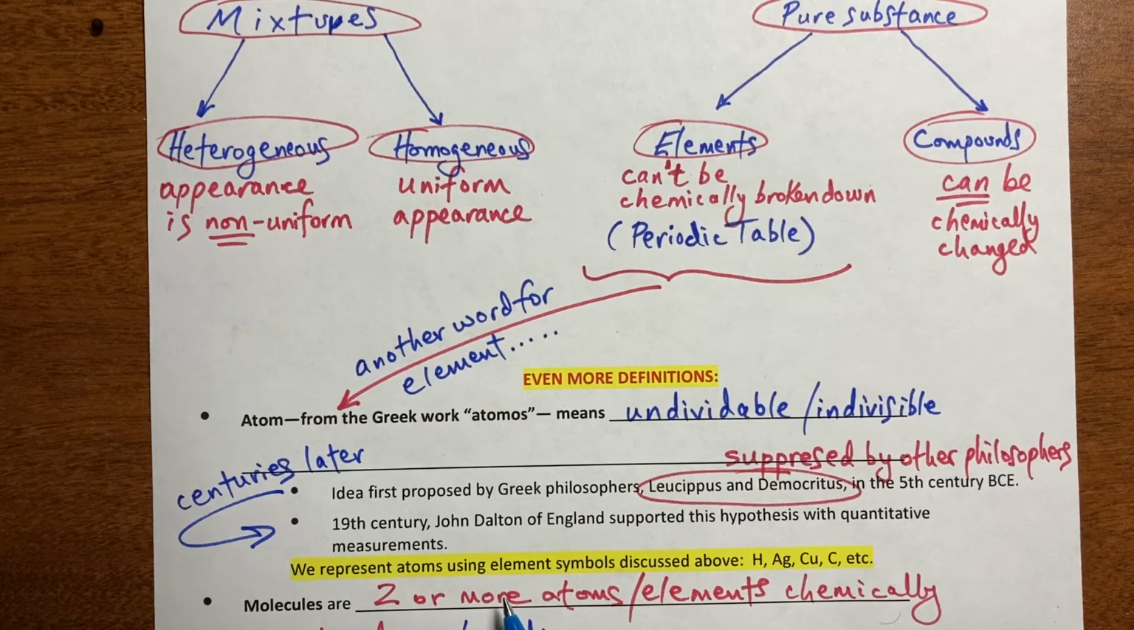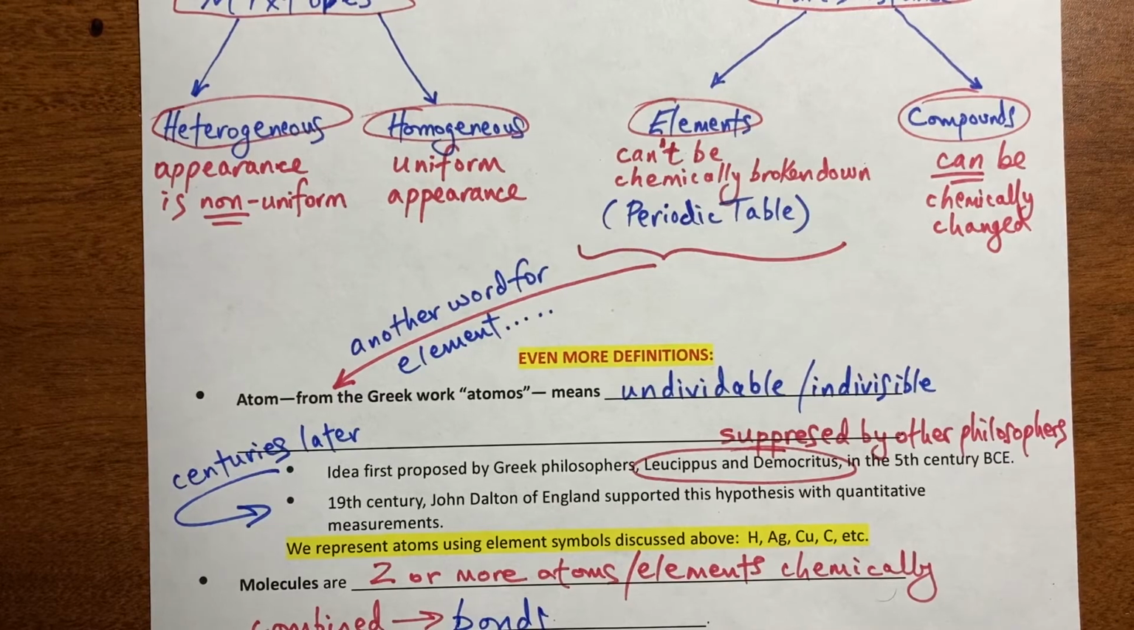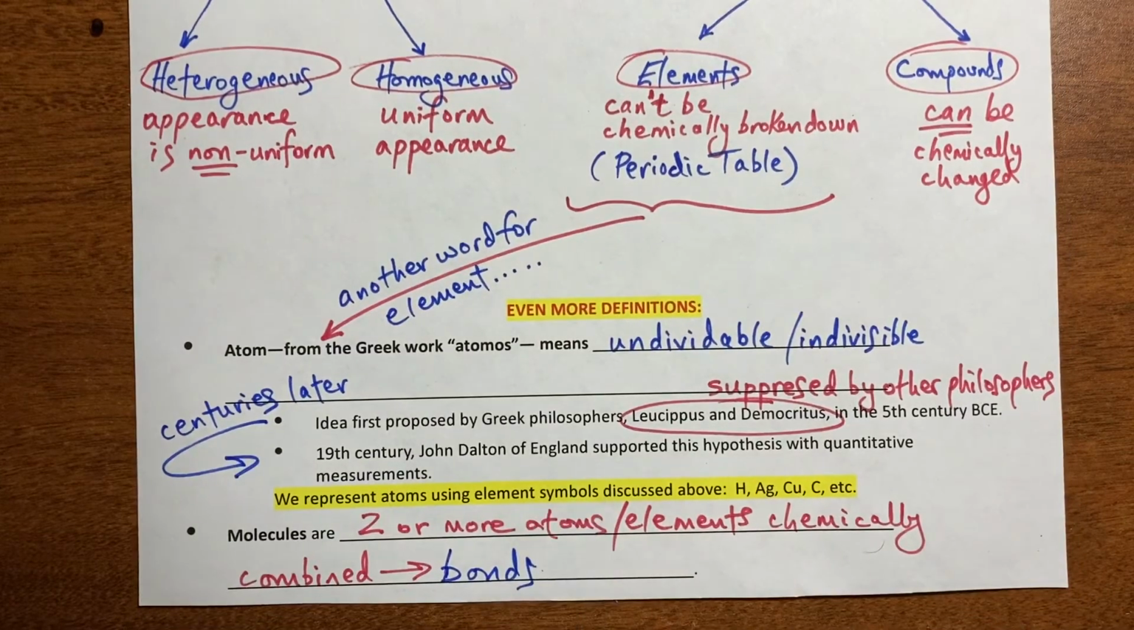So as you know, we represent atoms using element symbols. H for hydrogen, silver is Ag, copper is Cu, etc. As I mentioned in an earlier part of the video, I'd like you to memorize the first 3 rows, hydrogen through krypton. That would make your life a little easier when we discuss naming compounds.